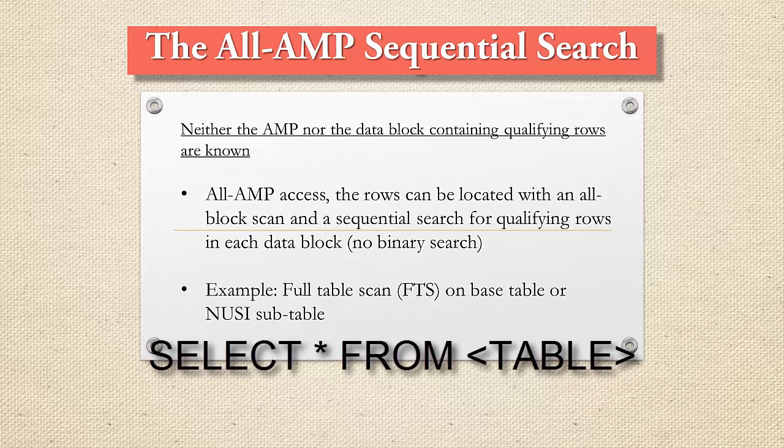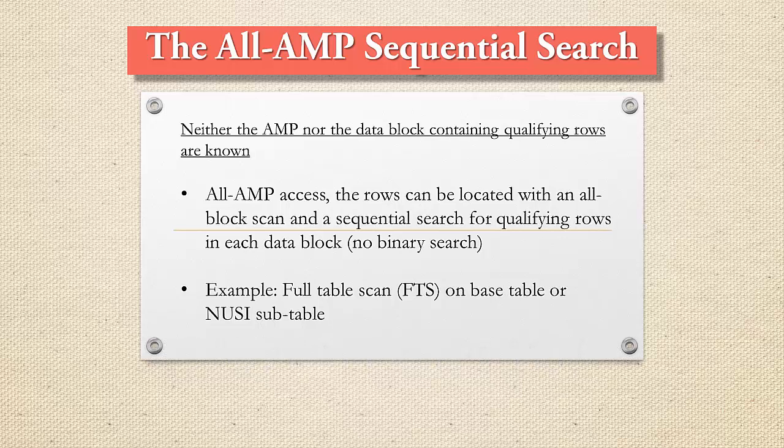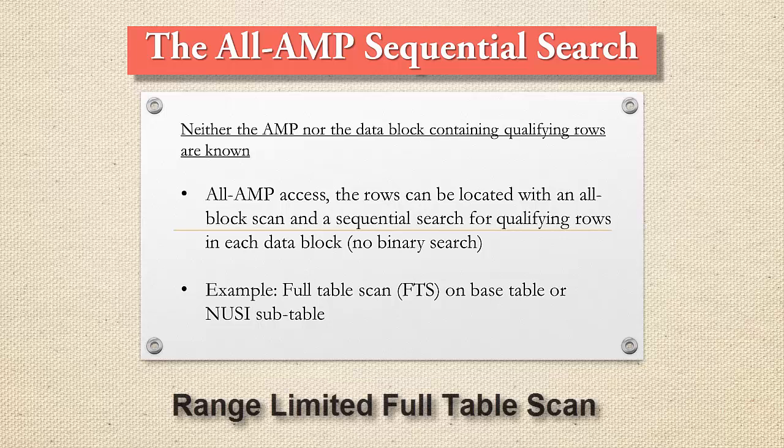We are in this case not better off with a binary search, as this would wildly zigzag around the row pointer array, when in fact a simple sequential search is faster. The sequential search can further be limited to only a range of data blocks if value ordering is established. We call this a range-limited full table scan.